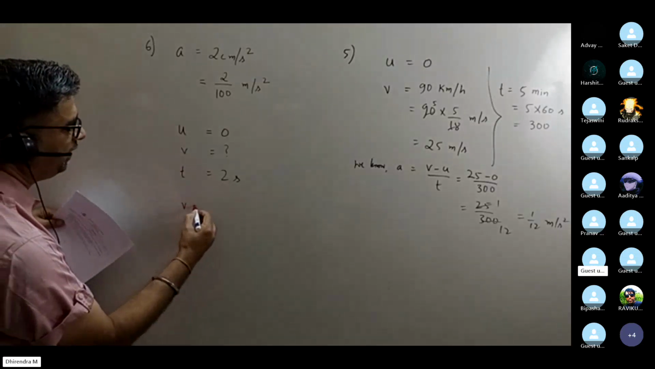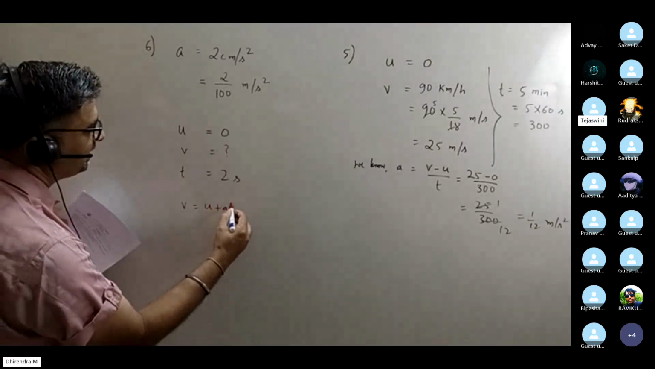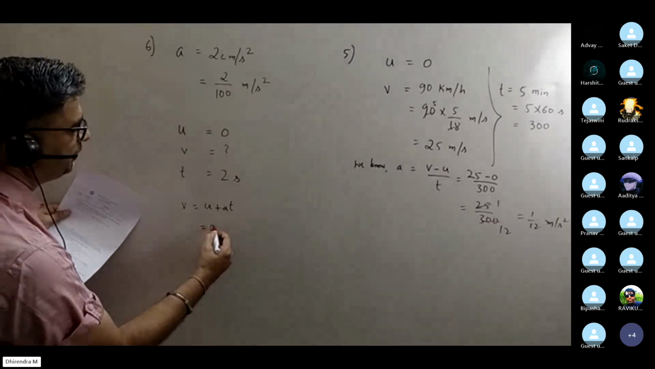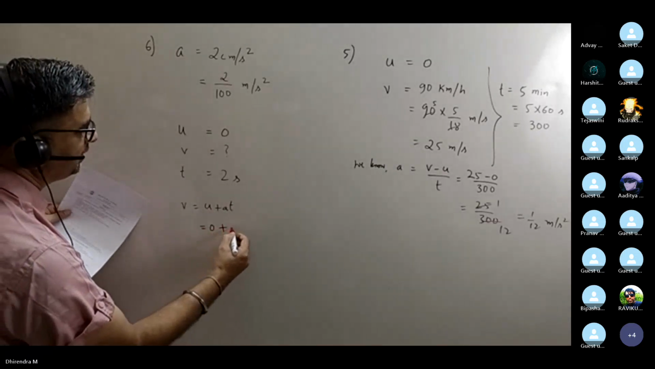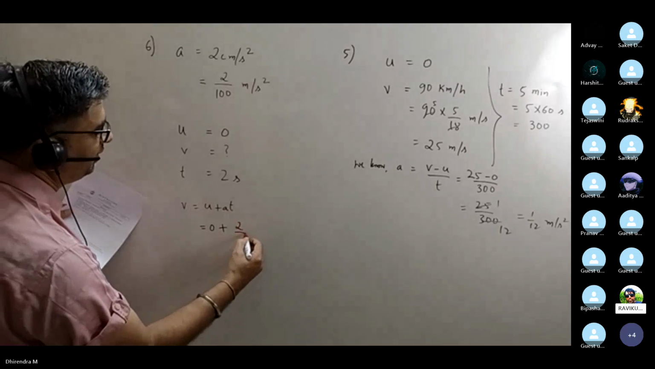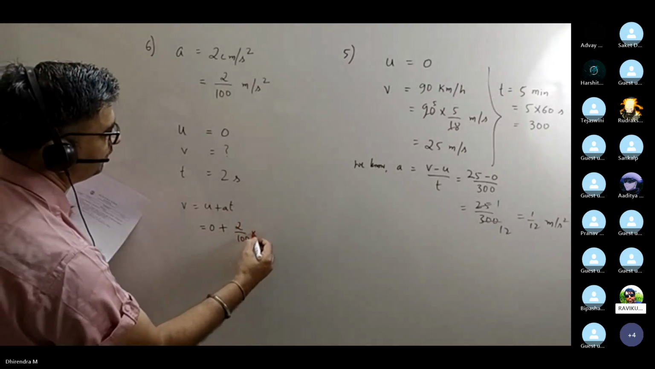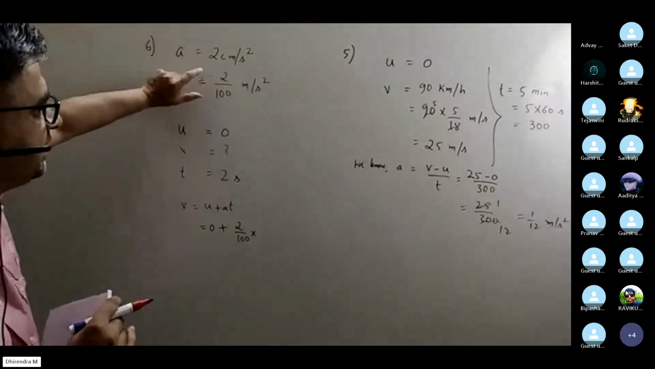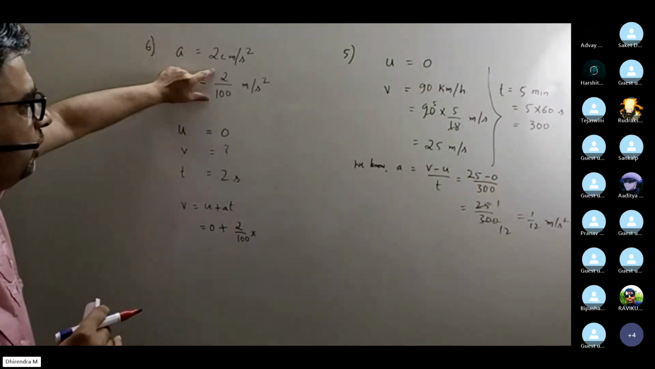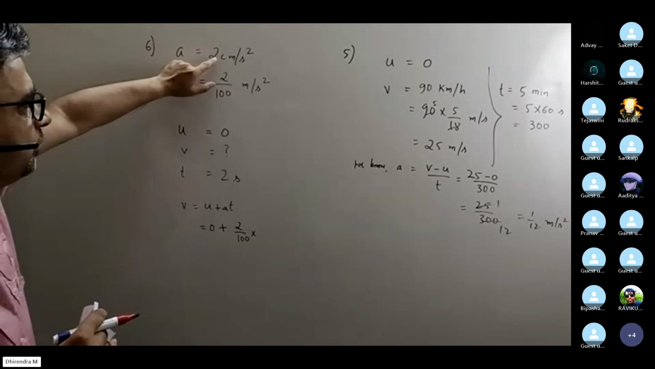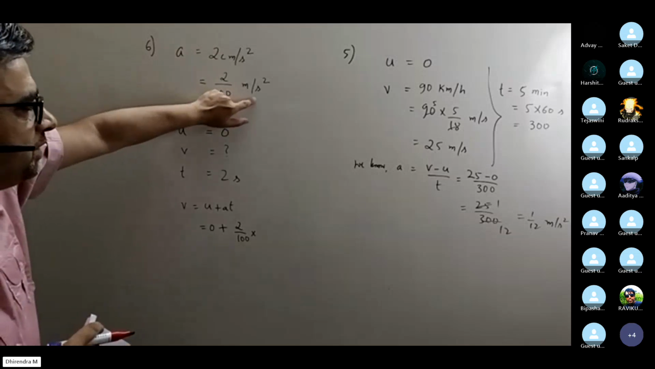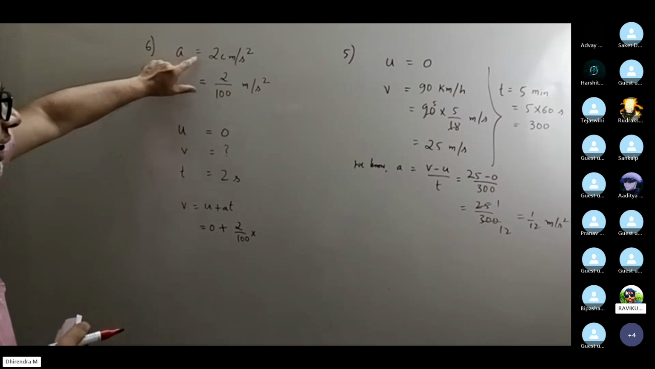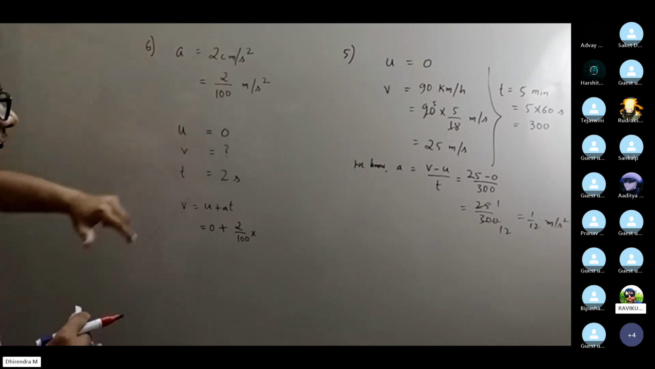So we know v is equal to u plus at. Apply this equation of motion and you get it. So it's 0 plus 2 by 100. Sir, can you explain this again? Where did you miss it? This is acceleration given in centimeter per second square. So I converted it to meter. So it is 2 by 100 meter per second square. I hope this part is fine. Yes, sir, this part is fine. From centimeter I converted.